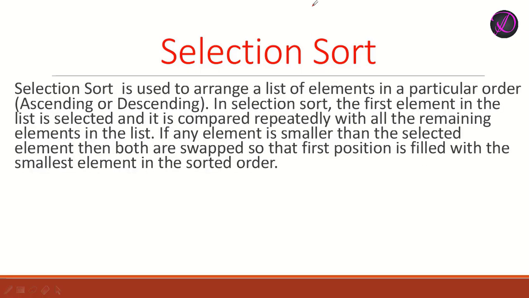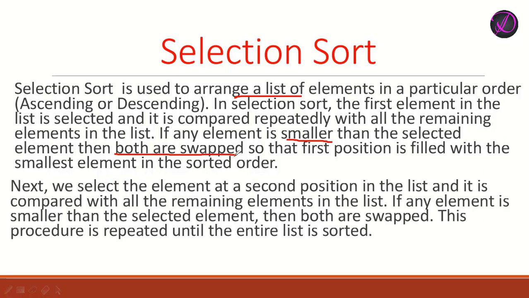So selection sort is used to arrange a list of elements in a particular order, meaning ascending order and descending order. In this technique, first you have to select an element and then compare it with other elements. If any element is smaller than the selected element, then both are swapped so that the first position is filled with the smallest element. Similarly, we use this step again and again to find the smallest element at the next positions.